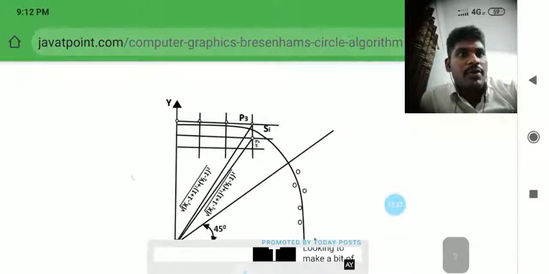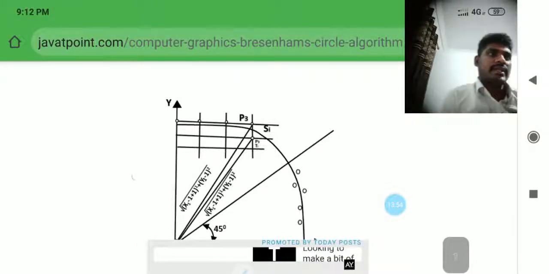Take P2 and P3, two are there, and T1 and S1. Okay, which do you want to take, P2 or P3? This one you want to select, or this one? This one is also near to the circle, this one is also near to the circle. So which point do you want to select? One is south side, one is north side. Which one will you select?